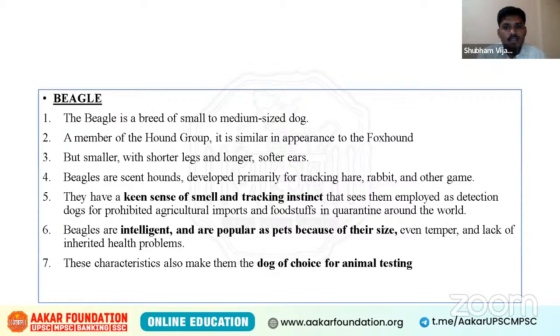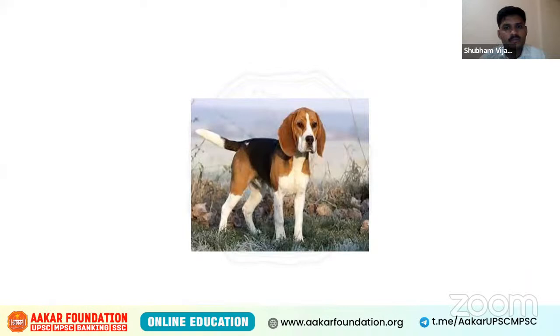This dog is employed particularly with detection devices, and can be used as a detection dog for prohibited agriculture imports and feedstuffs in quarantine around the world. Because they are intelligent, they are popular as pets because of their size, even temper, and lack of inherited health problems. These characteristics also make them the dog of choice for animal testing. Means intelligent, with a keen sense of smell and tracking. So different capabilities are there, and this makes the Beagle dog the choice for animal testing. This is the Beagle dog.